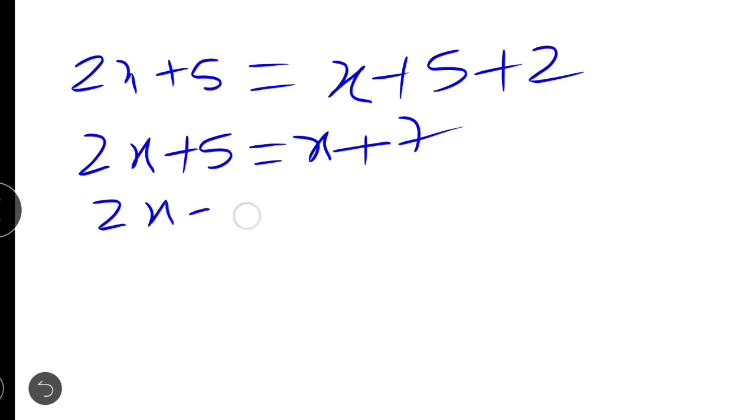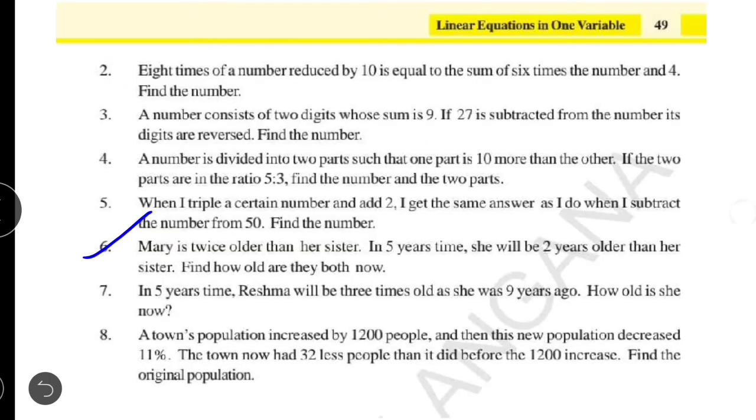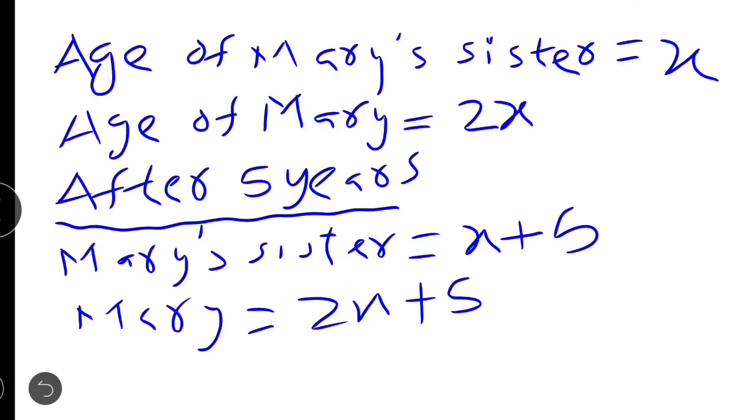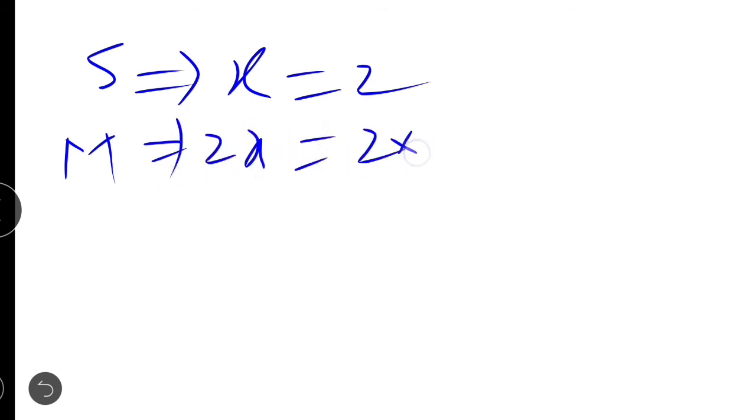So write variables on the left side and constants on the right side. So 2x minus x is x, 7 minus 5 is 2. He is asking, find how old are they both now, so that means present ages. So Mary's sister's age is x, which is equal to 2 years. And Mary's age is 2x, which is 2 into 2, 4 years.